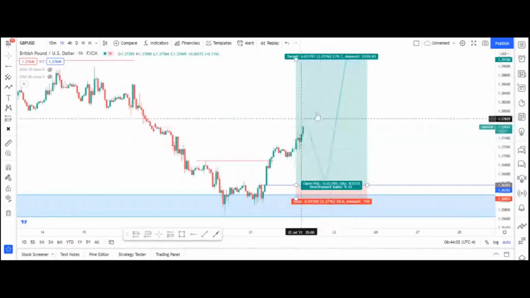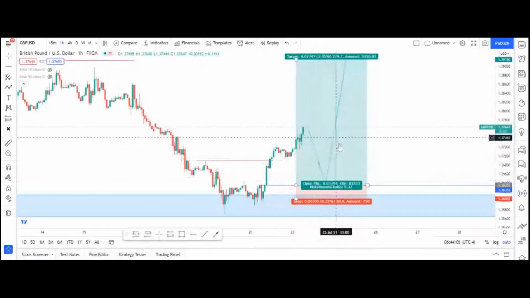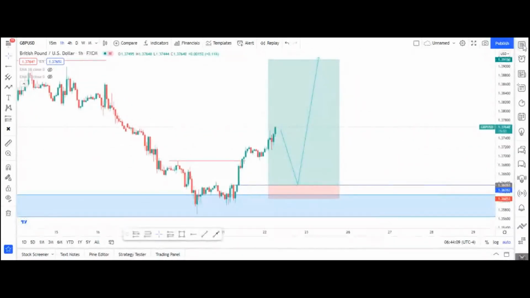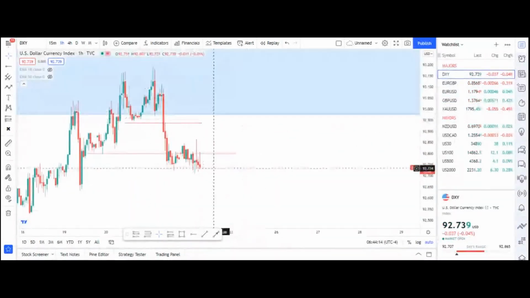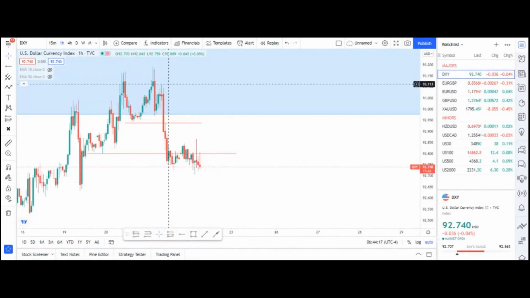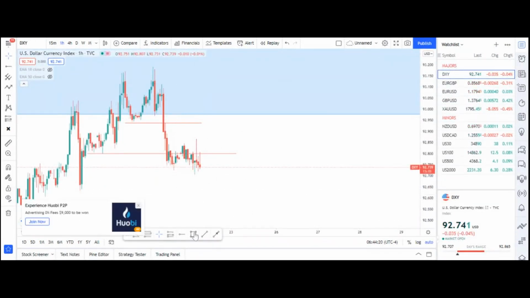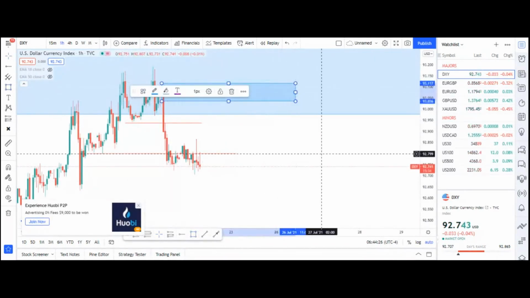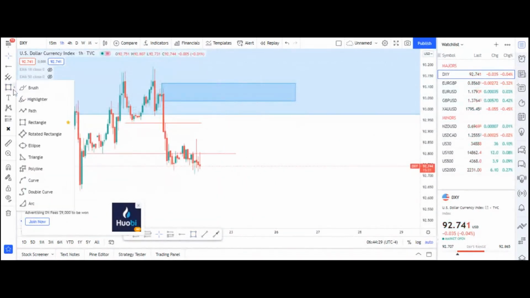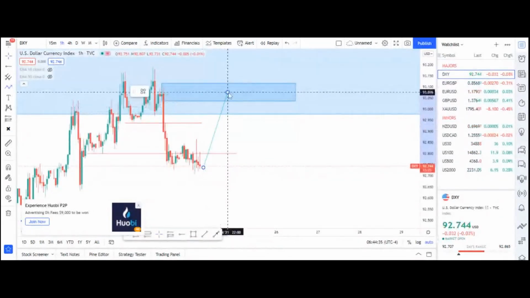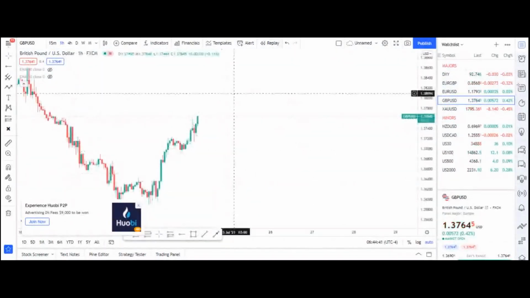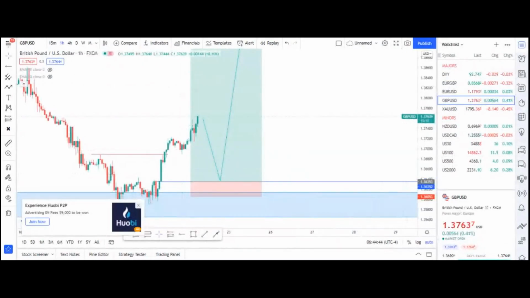The only reason I believe GU will fall is if there's a news event this week. I've not checked the economic calendar yet. And also, if DXY goes higher back into this area here, then I'll be looking for buys on GU. But if it continues going up, there's no need for me to buy GBP USD.